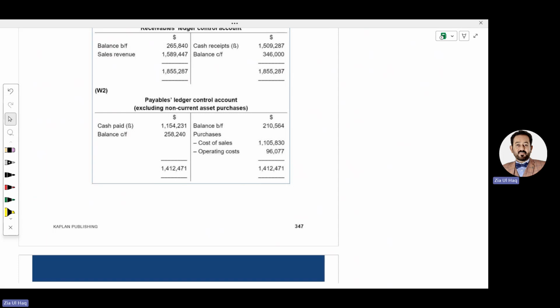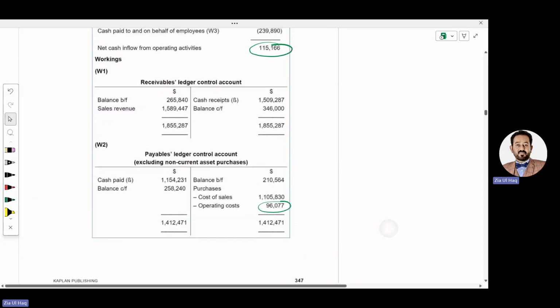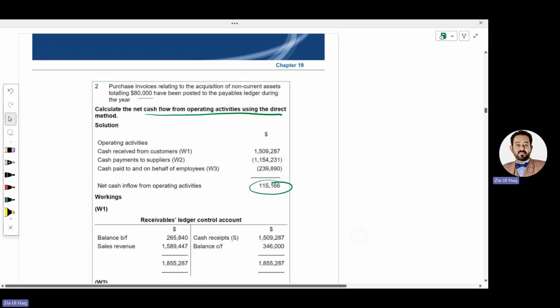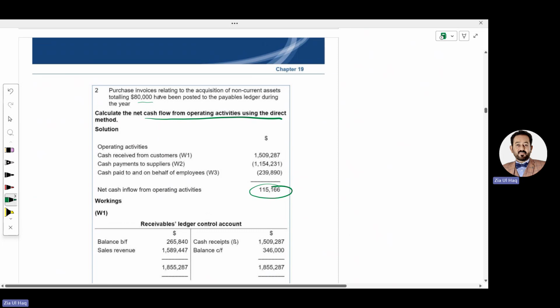Why have they added these operating costs of 96,077 in the payable ledger? There's no link in the payable ledger because payables relate to purchases. Is there any adjustment they have shown? Purchase invoices relating to acquisition of non-current assets totaling 80,000 have been posted to the payable ledger control account. Yes, they included 80,000 in the payable ledger. This relates to non-current assets. In payables, we need to see inventory only. This means this 80,000 we need to deduct from payables.